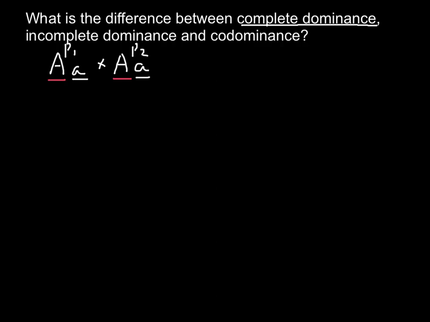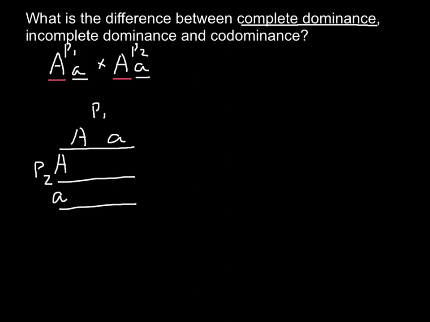So in order to find the outcome of such a cross, we have to build a Punnett square. Parent 1 would be on this side, and parent 2 on this side. Here we would have heterozygous, and here also. Here we would have capital A, capital A, small a, capital A, small a, and small a, small a.